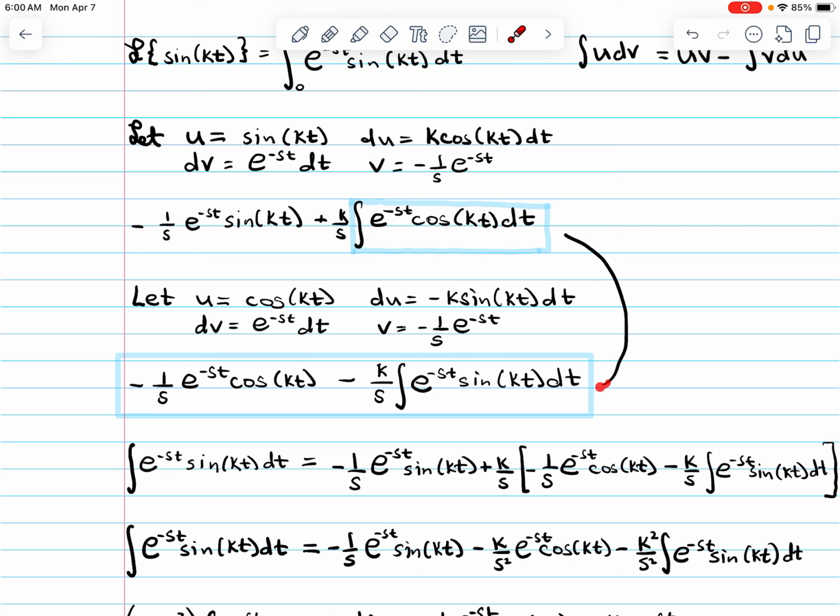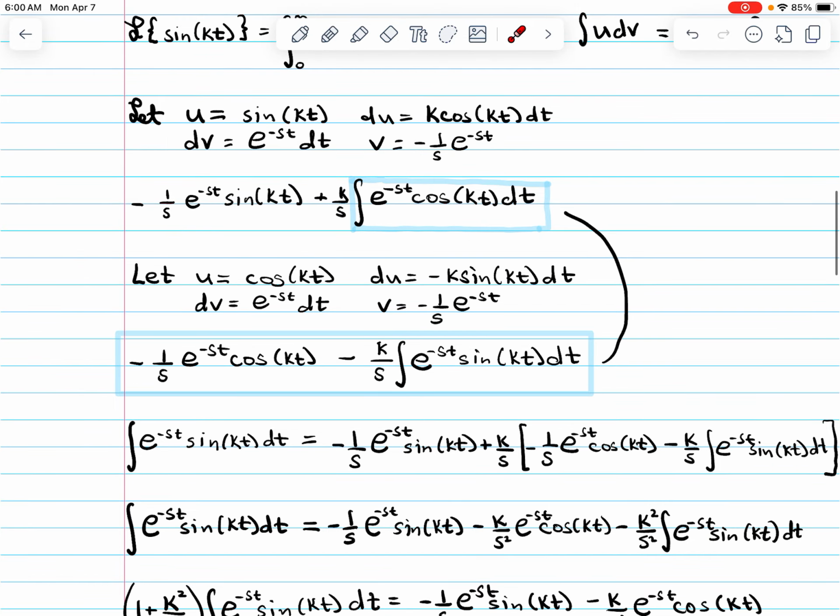And I want to take that and plug it in here. Okay, so here's what I've got. Now notice I've dropped the bounds 0 to infinity because I'm just focusing on the antiderivative at this point. So I've got this, and here's this. This is what I had before.